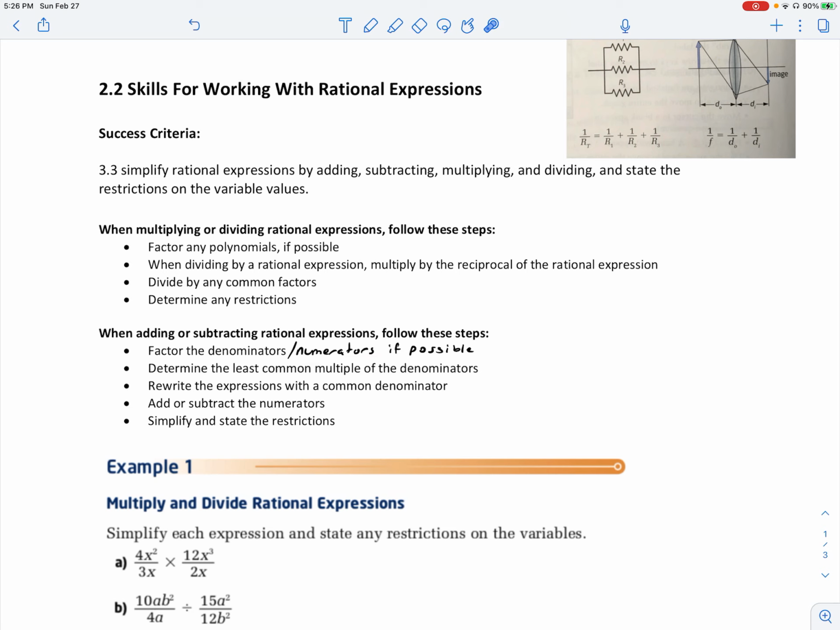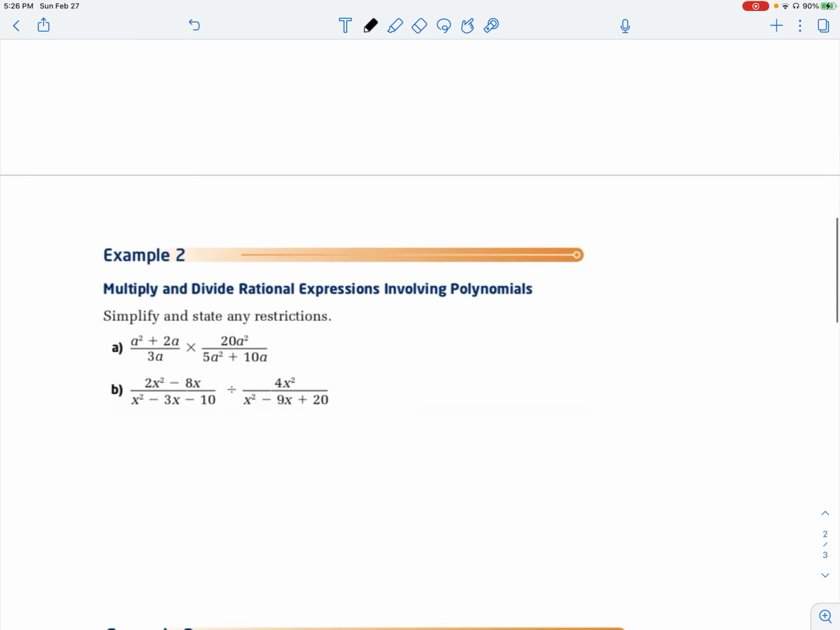Once we've done that, look at the denominators and then determine a lowest common multiple of the denominators. When we do this, we're actually finding the lowest common denominator, the LCD. And then once we've done that, we can rewrite the expressions with the common denominator, and then we'll add or subtract the numerators, whatever it's asking us to do. And then we just simplify and state restrictions. Okay, let's go ahead and do our first example.